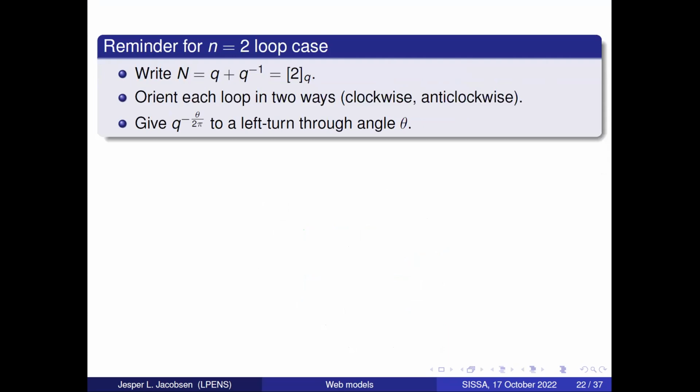So let's now remind ourselves how things were done for the loop model case. In the loop model case, what you would do to distribute out your weights is to write the loop weight as Q plus Q inverse. You would orient each loop to be either clockwise or anti-clockwise. And then you would just remark that if it's anti-clockwise, it turns 2 pi more to the left than to the right. And so you can just give a weight Q to the minus the angle turned divided by 2 pi whenever you turn left, and the game would come to a happy end. And it will look something like this on a hexagonal lattice. When you make turns that are 1/6 of a full turn, you get Q to the plus or minus 1/6.